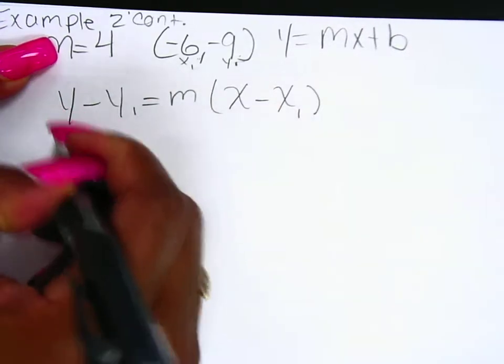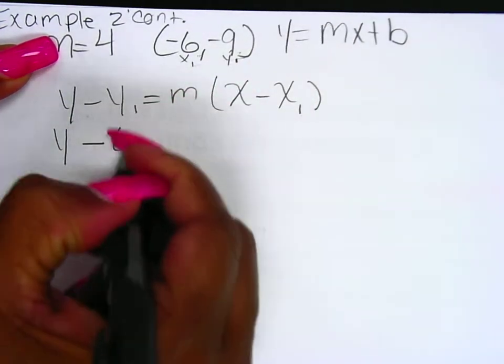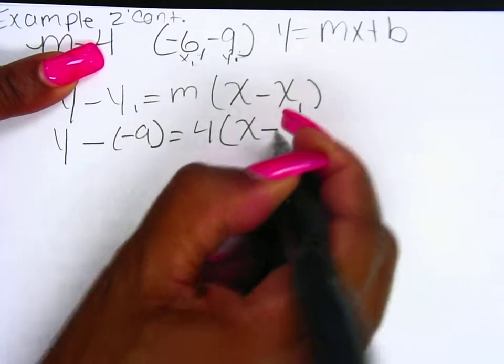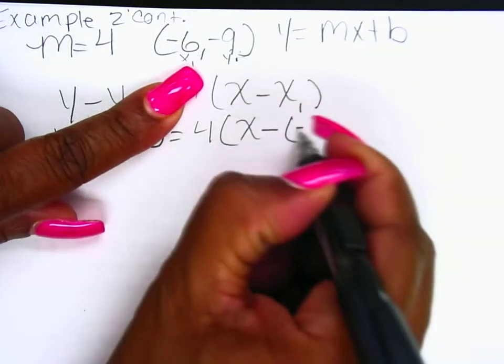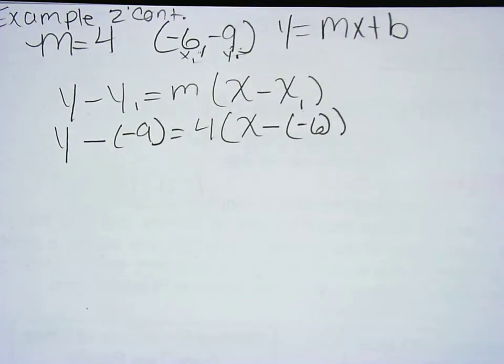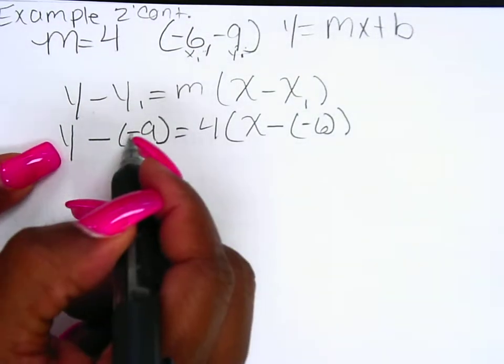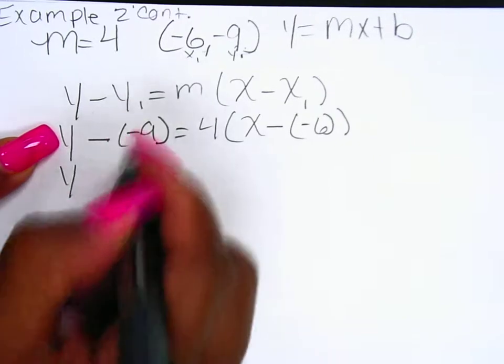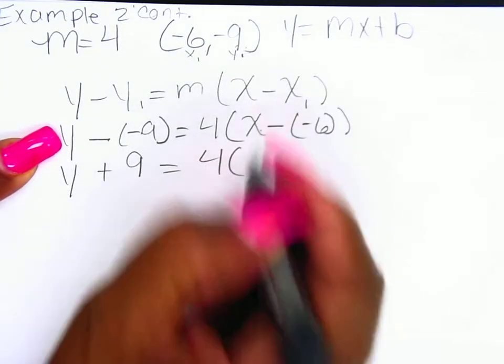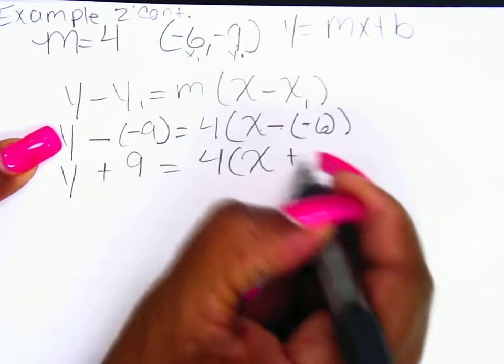So y minus y sub 1 is y minus negative 9 equals the slope, 4, times x minus x sub 1, which is negative 6, close the parenthesis. All I did was substitute in the values. Now I'm going to simplify. Y, a negative and a negative is a plus, so y plus 9 equals 4 times x, a negative and a negative is a plus, 6, close parentheses.